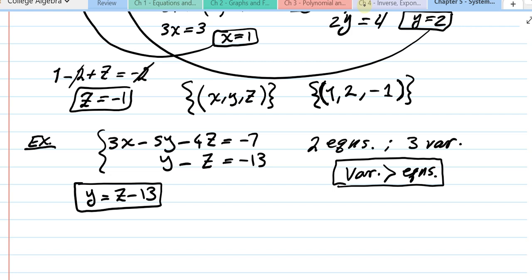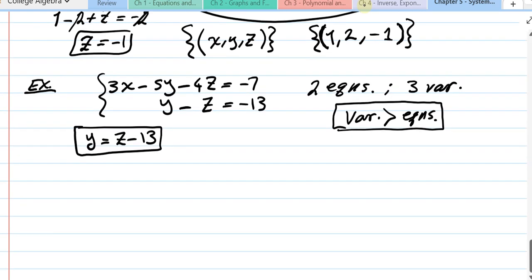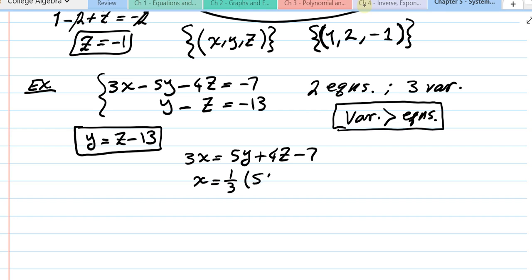Okay, notice I don't have a number. But then I'll show you how to get a number out of this. We will actually find a solution for this. So there's your y in terms of z. Now, then we need to solve for x. 3x is equal to, move 5y to the other side, 4z to the other side, minus 7. Okay, and divide by 3. So x is going to be, let's see, divide by 3, so I'm just going to go 1/3 of 5y plus 4z minus 7.